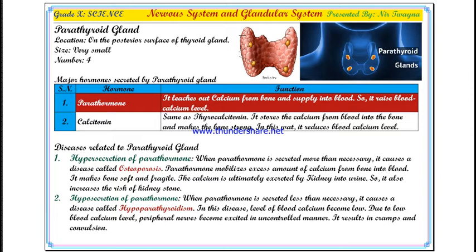My dear students of grade 10, this is your science class, and in your science class we have been discussing the lesson nervous system and glandular system. In today's class we are going to discuss the parathyroid gland and adrenal gland. Let us go to the parathyroid glands first.